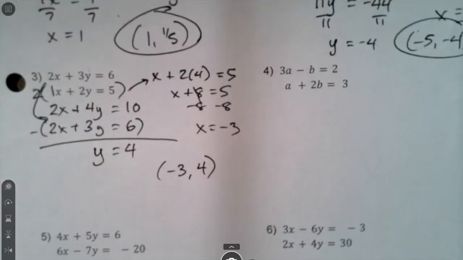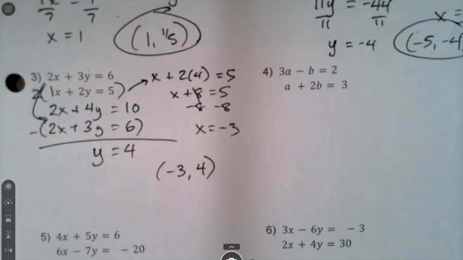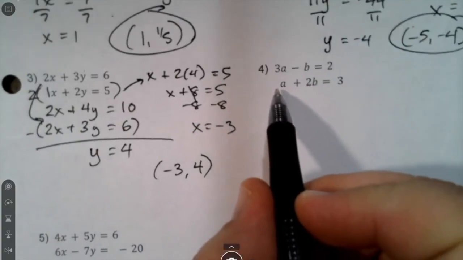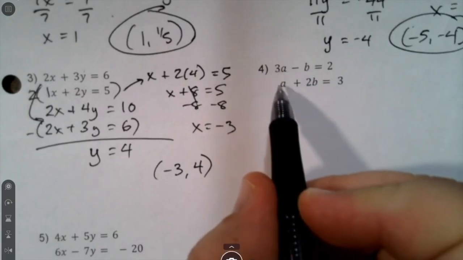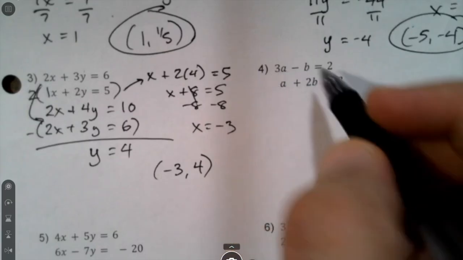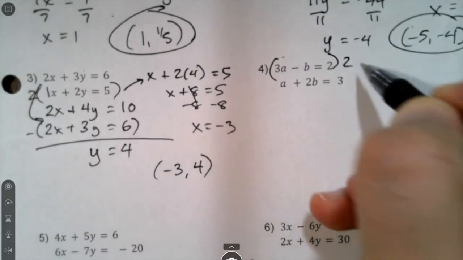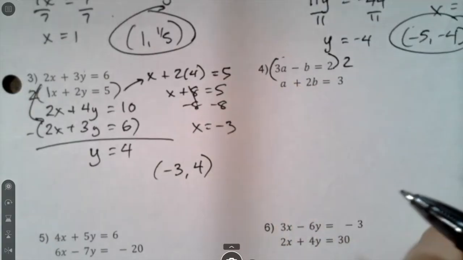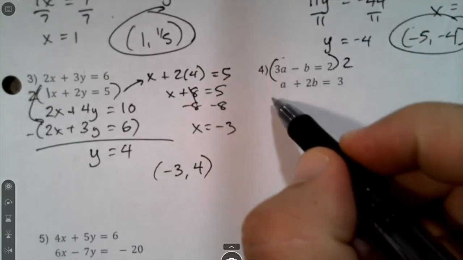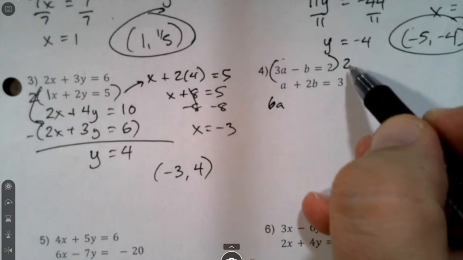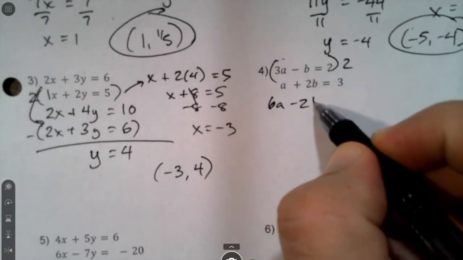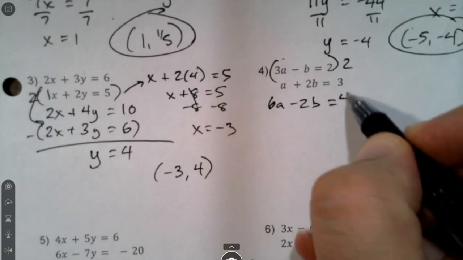Okay, 4 is similar to number 1 in the sense that you really could either manipulate the a's to match or the b's, up to you completely. I'm going to choose to manipulate the b's. Now, again, you could triple this equation so you had 3a and 3a, and that would work out fine. You could also double this equation so we have negative 2b and positive 2b. So 2 times 3a is 6a. 2 times negative b is negative 2b. 2 times 2 is 4.